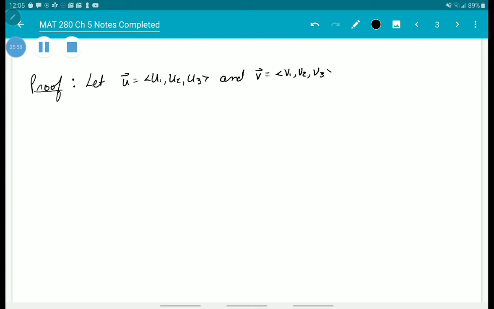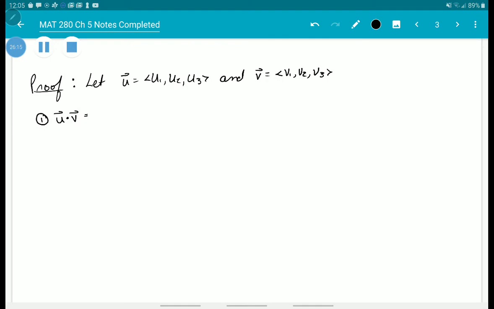And I'm just going to do 3 dimensions. We could do n dimensions. You would get the same results. We could do 2 dimensions. You could get the same results too. So let's look at that first property. If I take u dot with v.